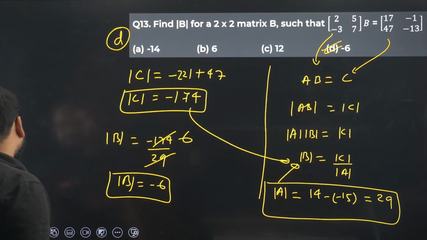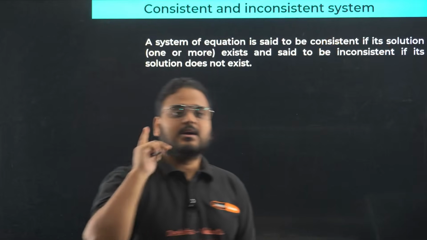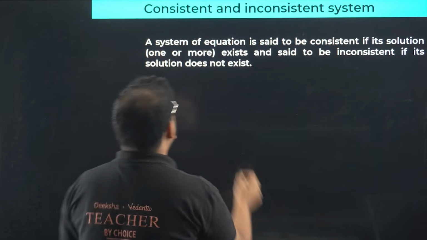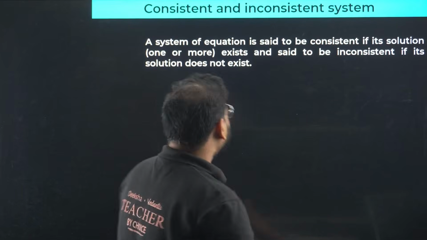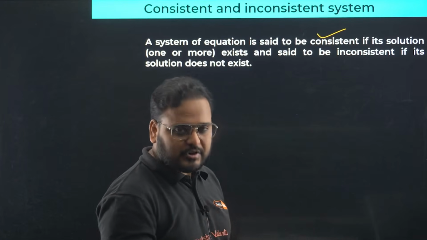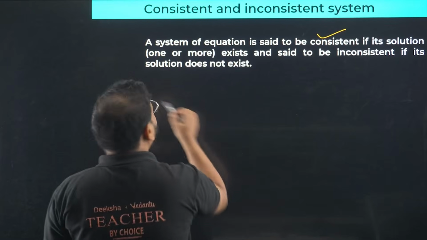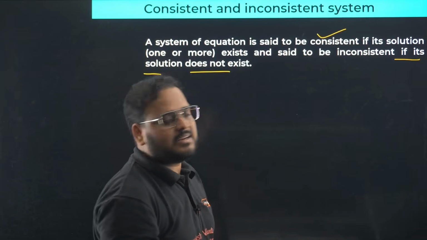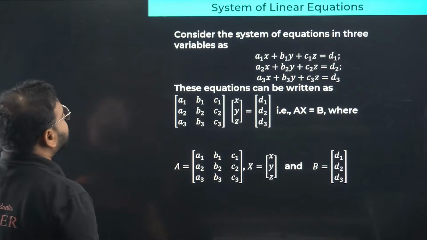Question number 14 now. Before that, we have to complete one last topic in this chapter, which is consistent and inconsistent systems. Whenever a system of equations has one or more solutions, even the infinite case, then we call the system of equations consistent. And whenever no solution exists, that is called inconsistent. Okay. Now check this out.